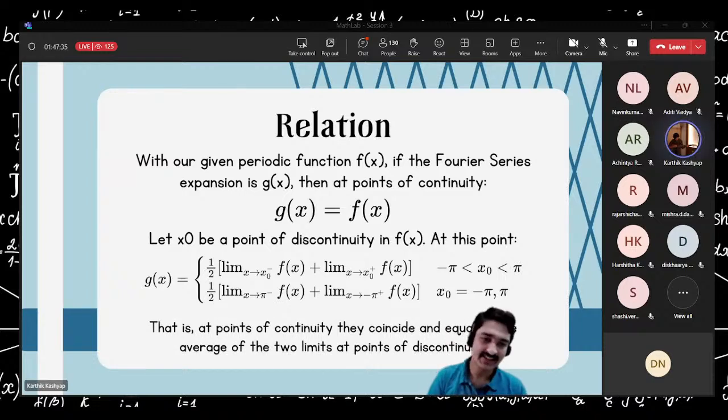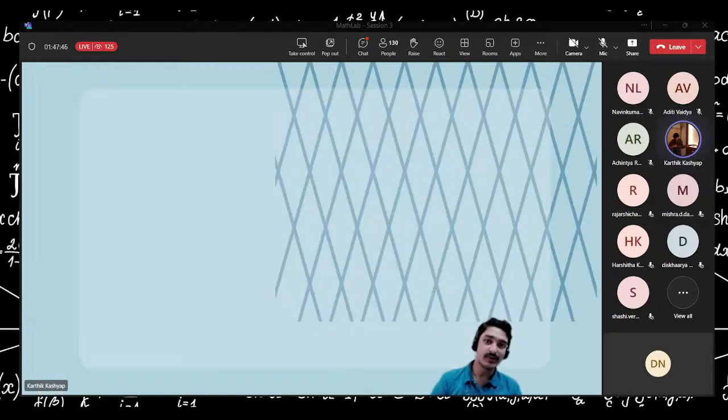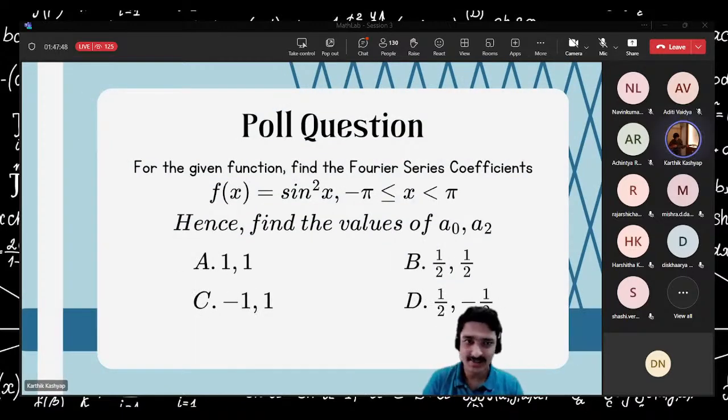So as I said, at points of continuity, they both are equal, then they coincide. And if it is discontinuous at some point, it is equal to the average of the limits at the point of discontinuity.